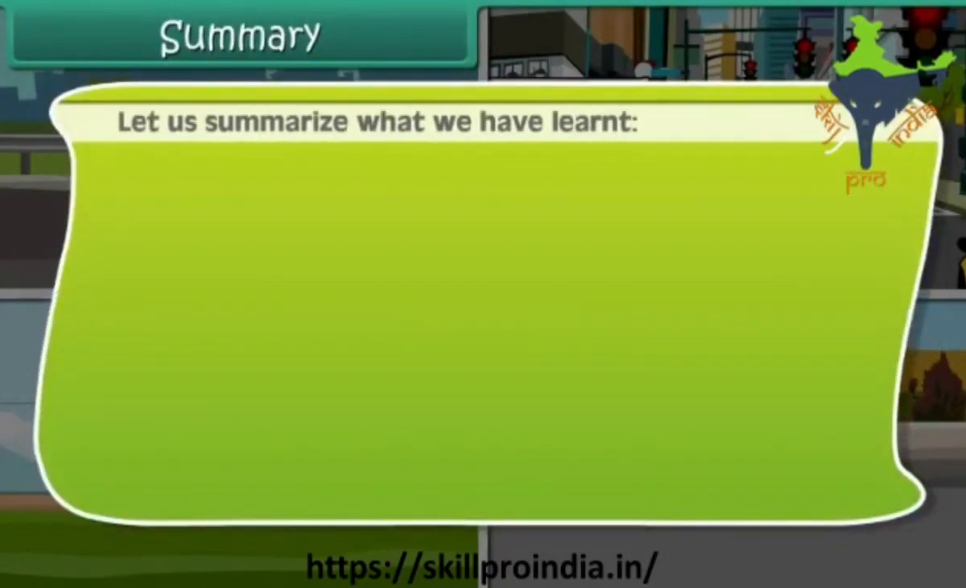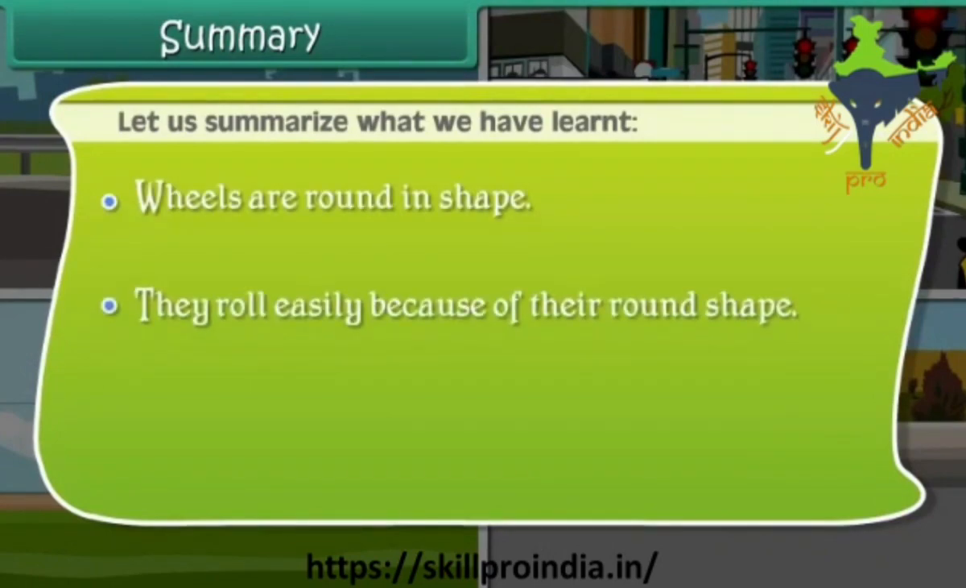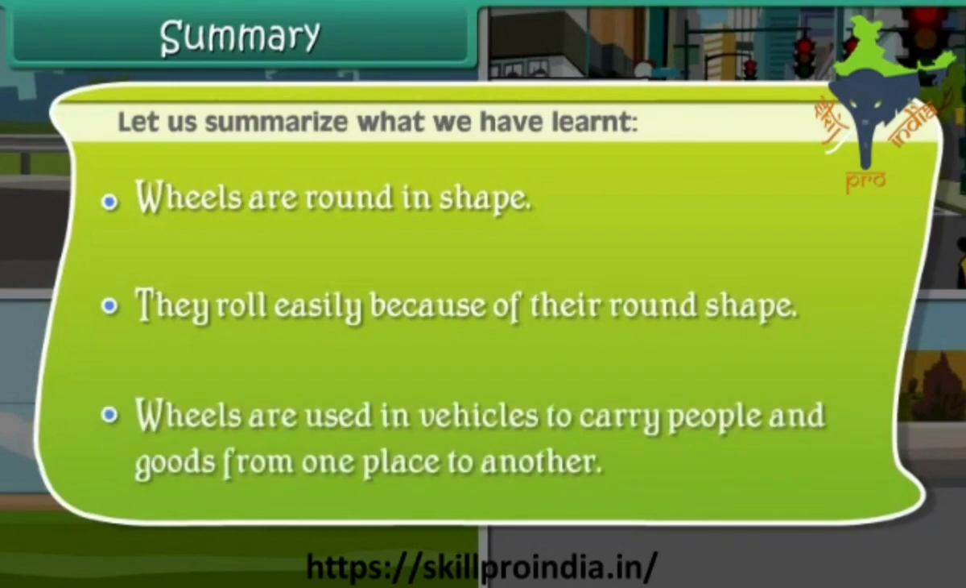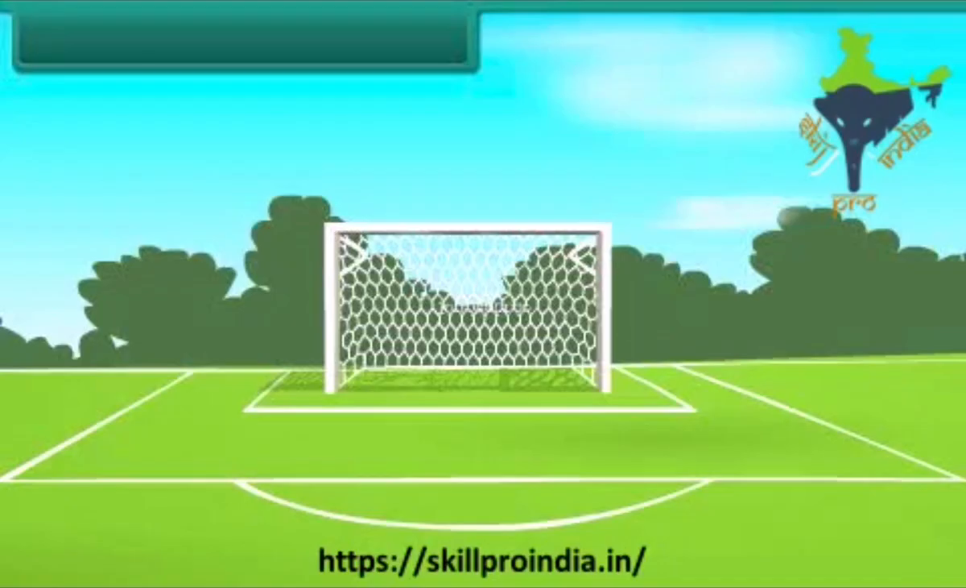Let us summarize what we have learned. Wheels are round in shape. They roll easily because of their round shape. Wheels are used in vehicles to carry people and goods from one place to another.